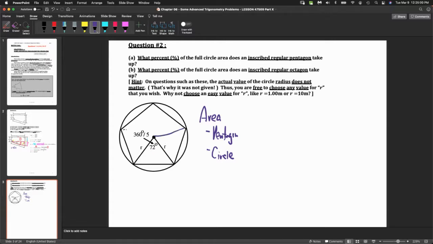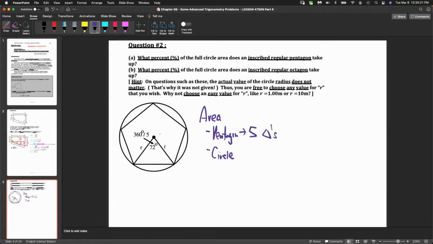Because what we're gonna do is, we're not gonna find the area of a pentagon. We're gonna find the area of 5 triangles. Instead, we're gonna use 5 triangles. So that's our strategy. Now the thing is that there's no numbers given.